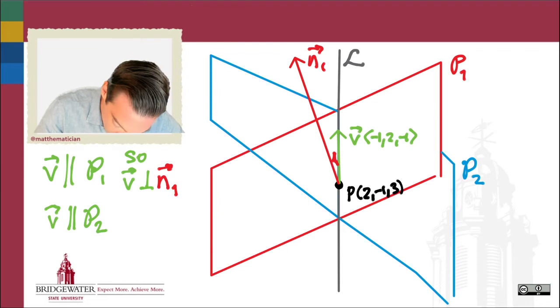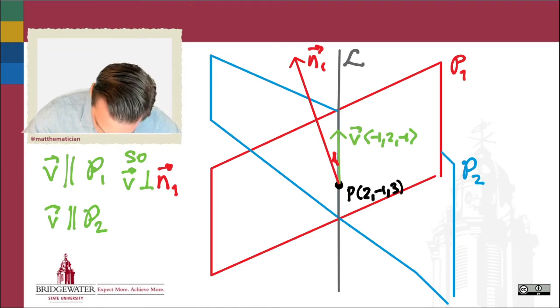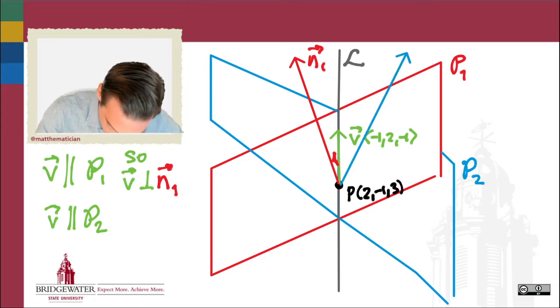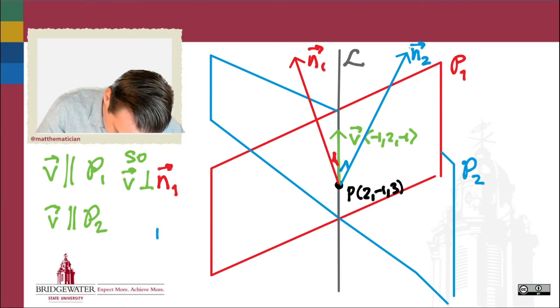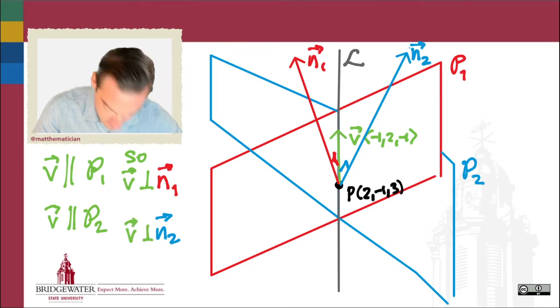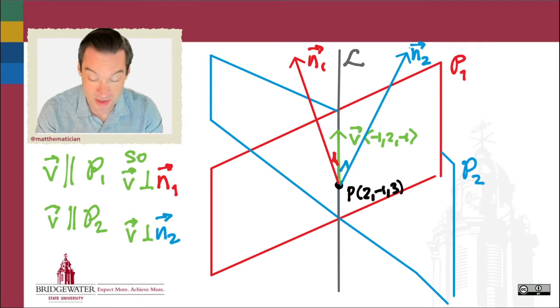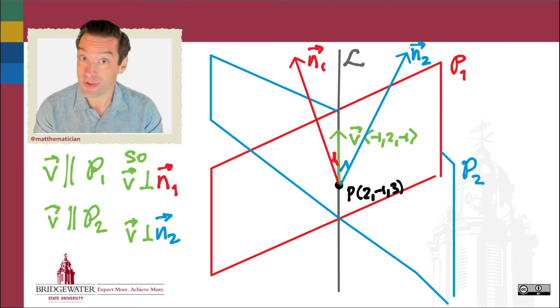And then the same needs to be true for the normal vector to the other plane as well. So I draw in my normal vector to the second plane, and my direction needs to be perpendicular to that one also. So yeah, you've just talked yourself into the geometric justification. If I want to find a direction for the line of intersection of two planes, because that line needs to be parallel to both planes, it needs to be perpendicular to both normal vectors.